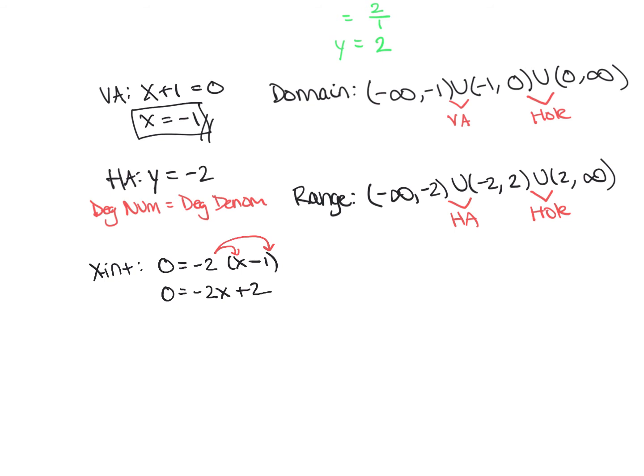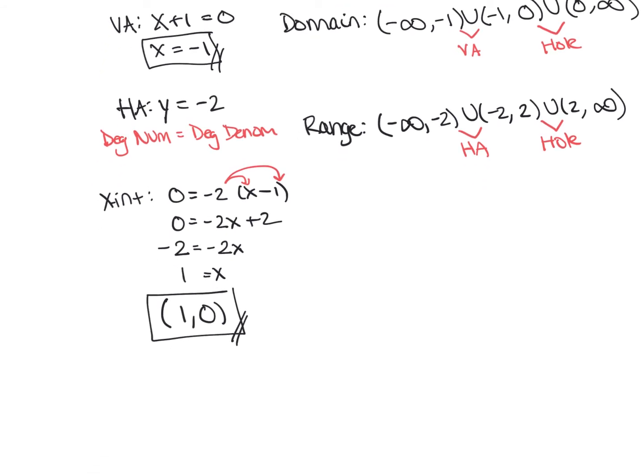Then to get x by itself, I'm going to subtract 2 on both sides. Get -2 is equal to -2x. And then divide both sides by -2 and get x is equal to 1. So don't stop here. We still need to write this as a point. So our x-intercept is at 1, 0. So that is our x-intercept.